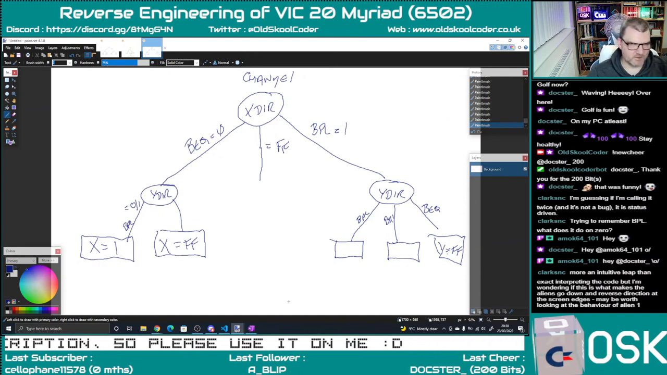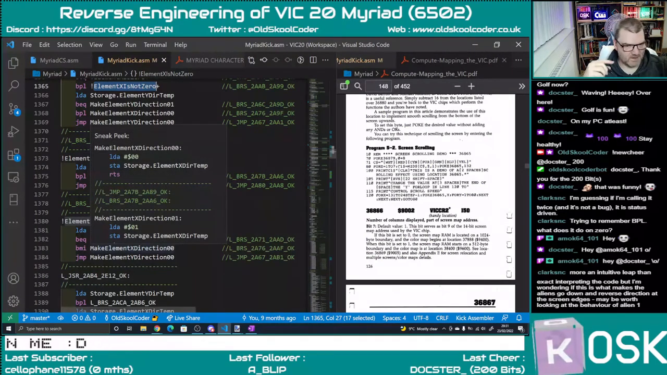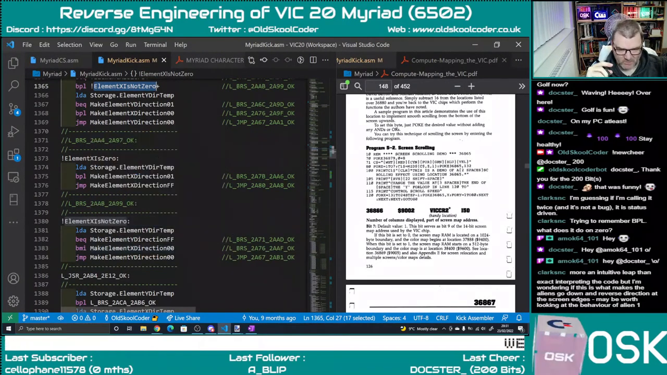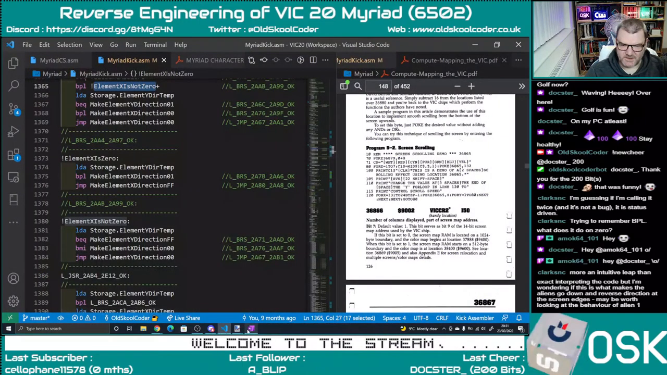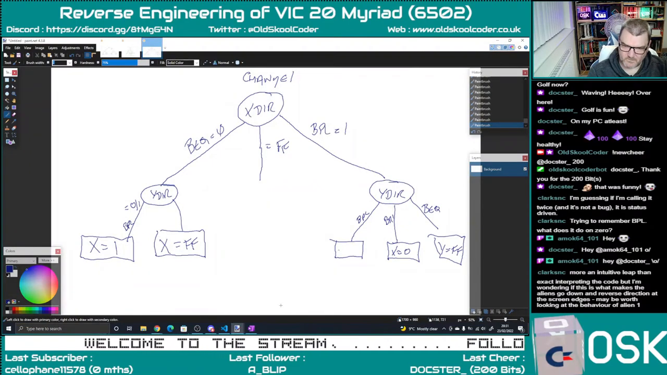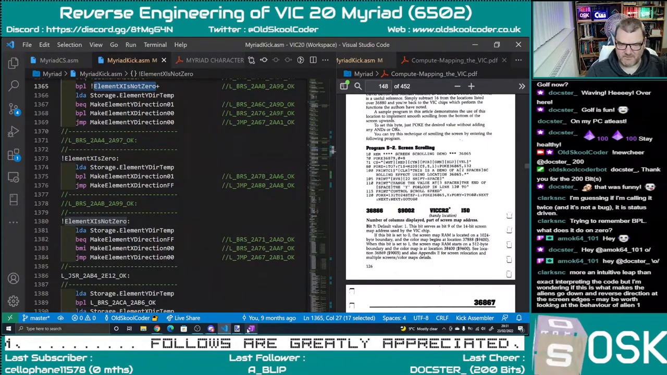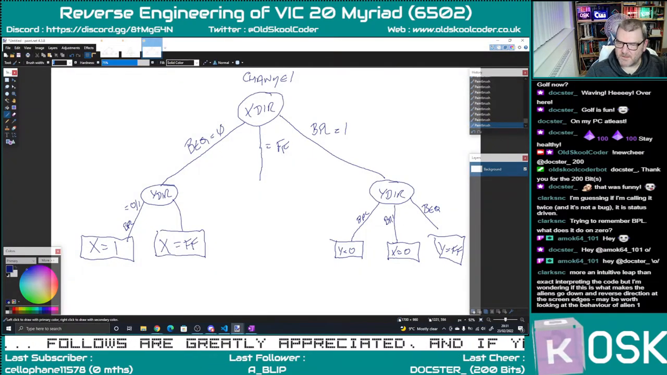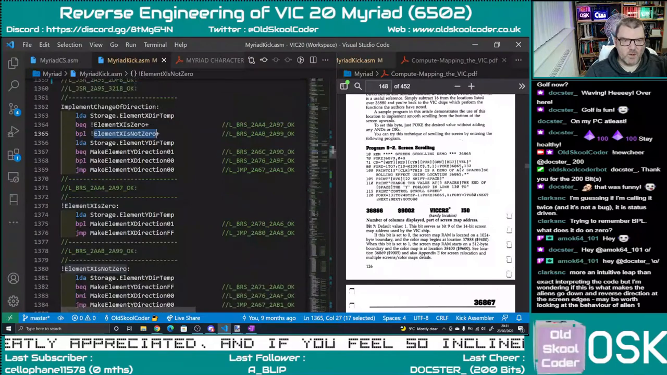This is what I was trying to understand, what this is doing. I was not sure, but that's why I want to have a look. So, branch if minus means X equals 0, and the other one is Y equals 0. Have I got that right way around? No, I haven't. Branch if equal is Y equals FF. I've got that the wrong way around. Branch if plus, that's the implied one. Okay, so there's one more, which is this one here.